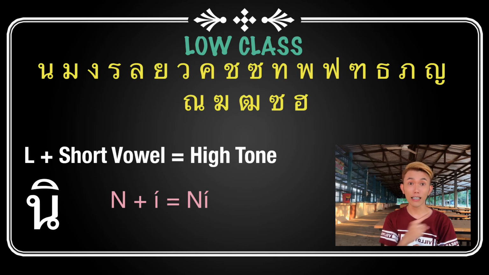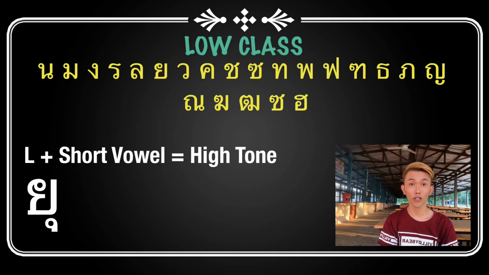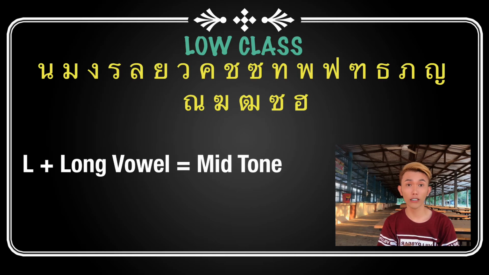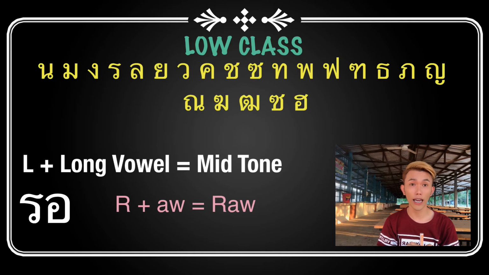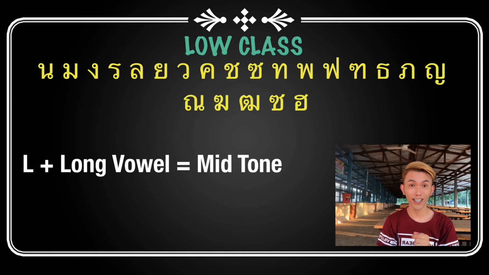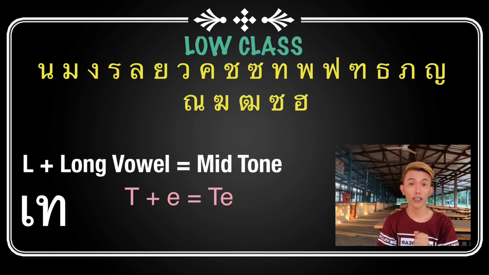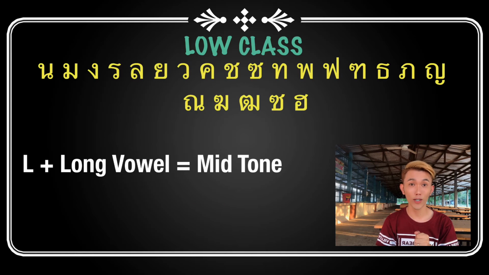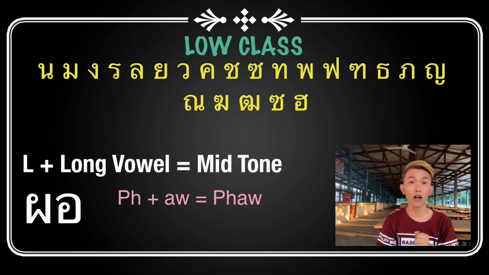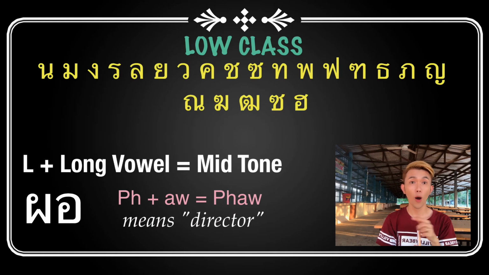Okay, the next one is nonu and sara I. It will become ni, ni, ni. And then the last one is yoyak and sara u. It will become yu, yu. Okay, that's it. And then the next one is any of the low class consonant plus the long vowel equals mid tone. First example is ra rua and o ang equals raw. Raw means to wait. The next one is sara e, ta ta han, te, te, te. And then the last one is po pung, o ang, po, po, po.